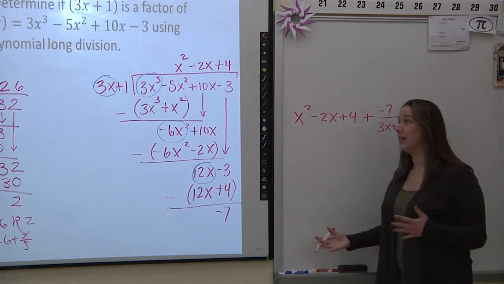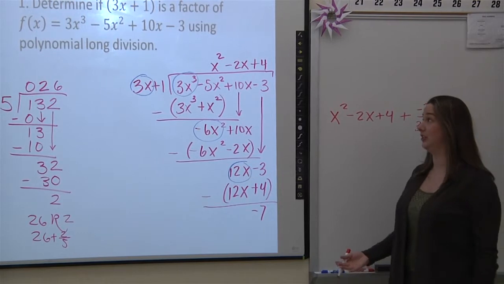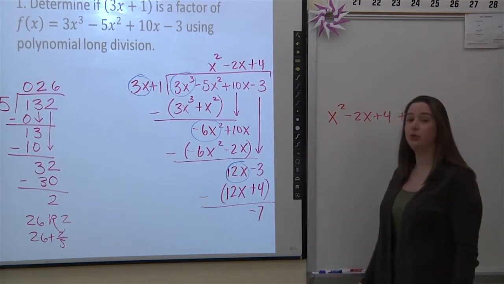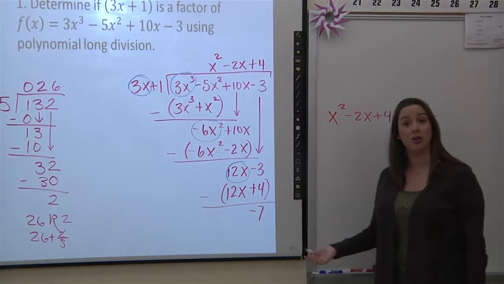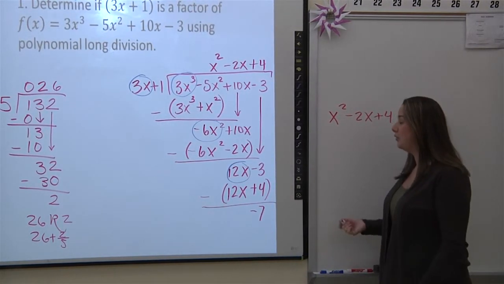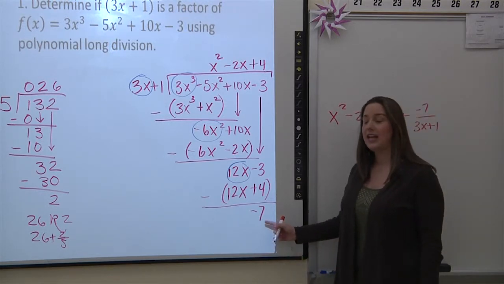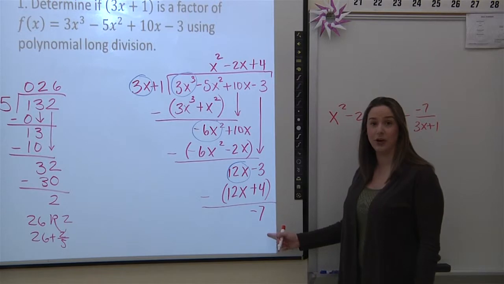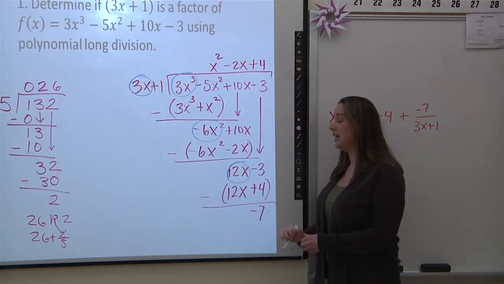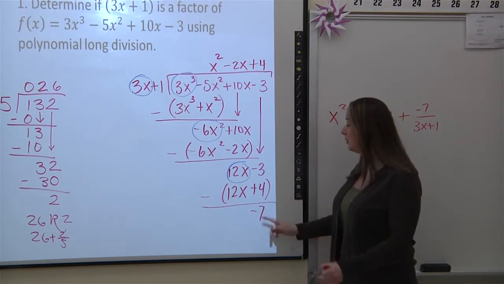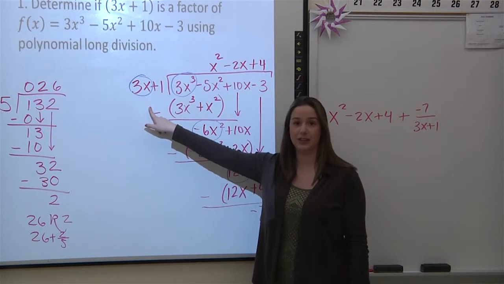So let's get back to what they're asking us. Determine if 3x plus 1 is a factor of that polynomial using polynomial long division. So this process is our idea of polynomial long division, and what we're trying to see is if we get a remainder of 0. If we get a remainder of 0, then what we divided this polynomial by is going to be a factor. So since we get a remainder of negative 7, 3x plus 1 is not a factor.